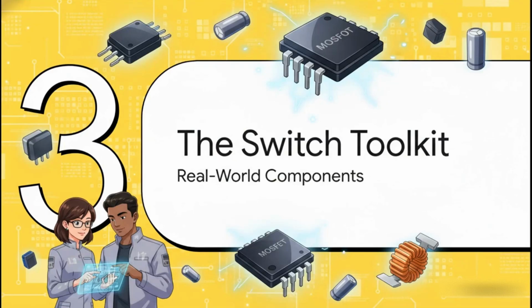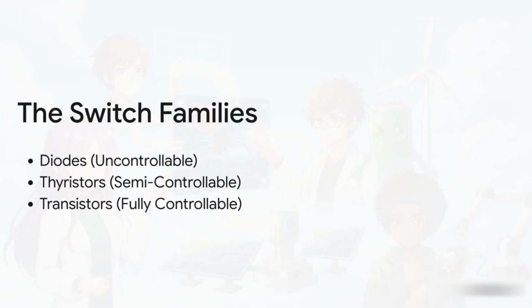All right, Section 3. So we've been talking a lot about this perfect, ideal switch. But as you know, in the real world, nothing's perfect. So now, let's get practical and look at the actual parts engineers get to play with to build these things. Basically, all these real-world switches fall into 3 big families. And the main difference between them is just how much control an engineer actually has over them.